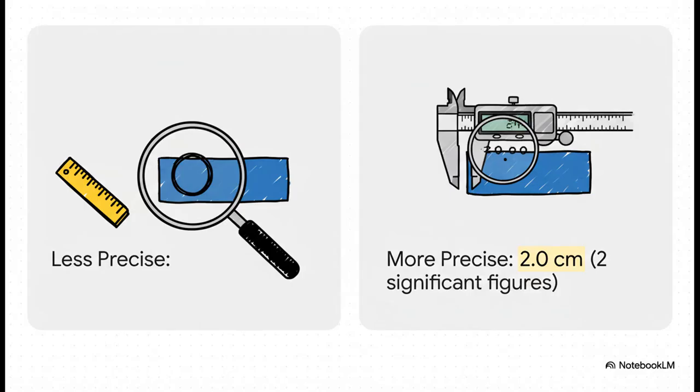This shows the idea perfectly. On the left, imagine you use a basic school ruler. You measure something and you say, it's about 2 centimeters. But on the right, you use a much more precise tool, like calipers, and you get 2.0 centimeters. That extra zero isn't just there for decoration. It's a promise. It's telling you that your measurement is accurate all the way to that first decimal place.